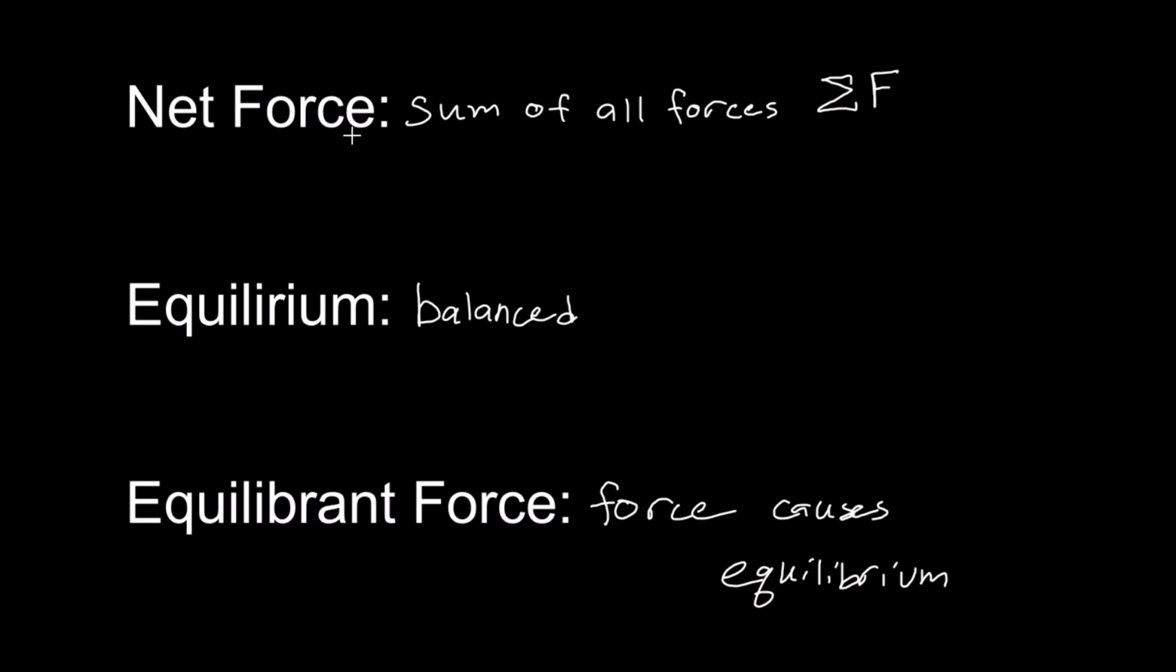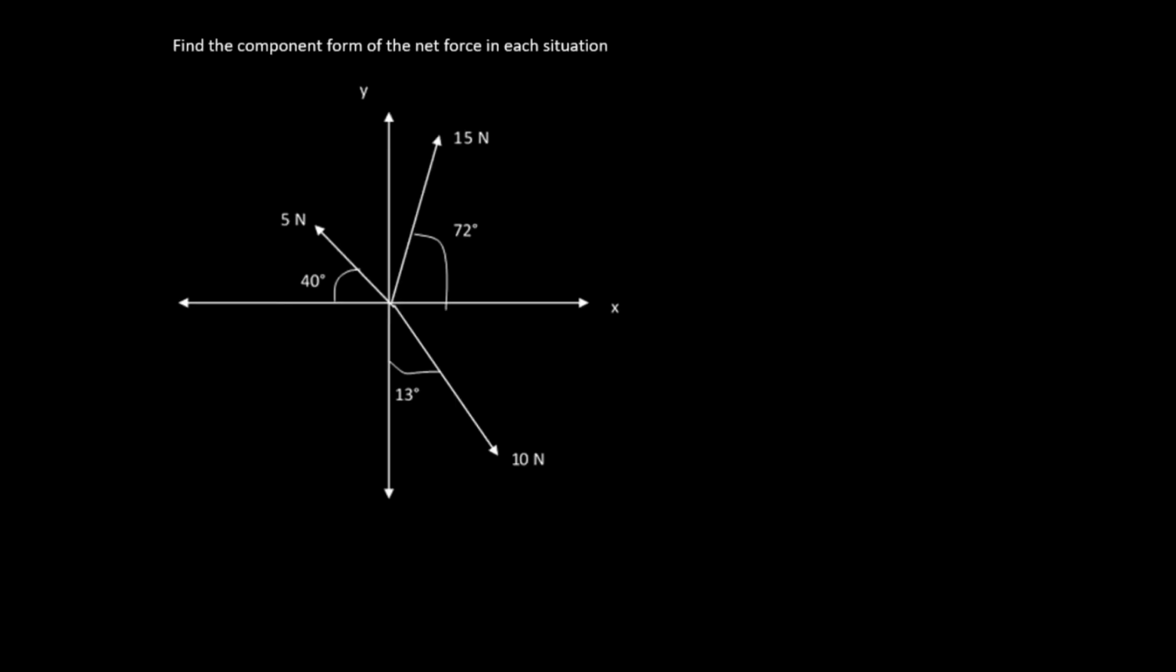You need to know net force is the sum of all the forces. Equilibrium means that something is balanced, and equilibrant force is a force that causes equilibrium. So here's the first question that we're going to look at. We're supposed to find the component form of the net force in each situation.